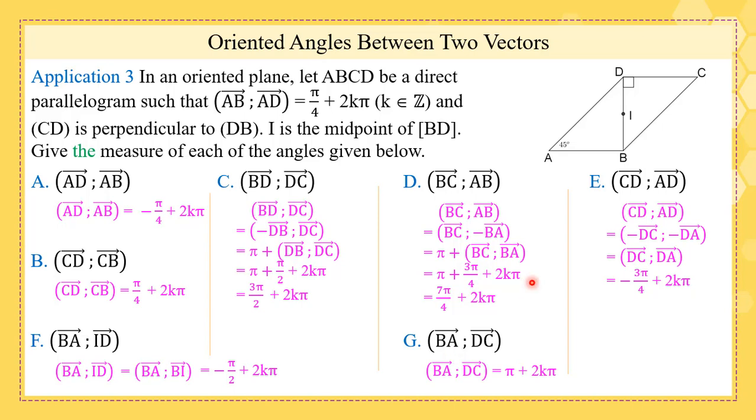Okay, now BA, this is BA and this is DC. They are two opposite vectors, so the angle in between is pi. And (BI, ID): this is BI, this is ID. They are equal vectors, so the angle in between is 2k pi.